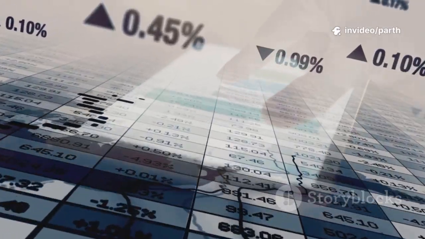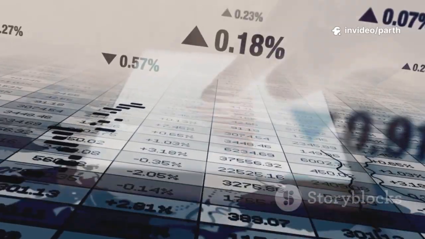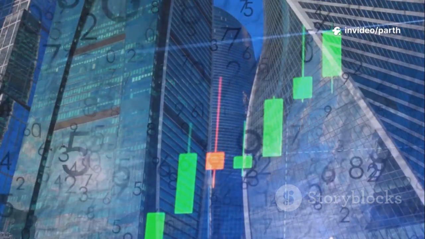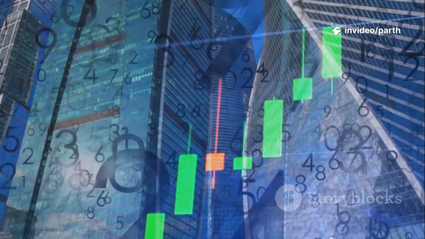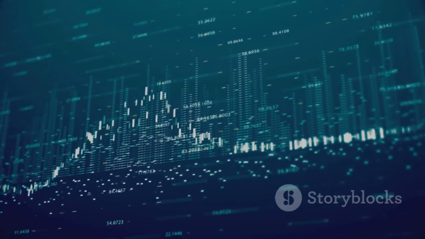For profitability, the metrics are simpler. Higher is almost always better. A rising net profit ratio over time indicates improving efficiency and pricing power. For ROCE, a value consistently above 12 to 15% is often considered a sign of a strong, well-managed business that is effectively deploying its capital to generate returns.